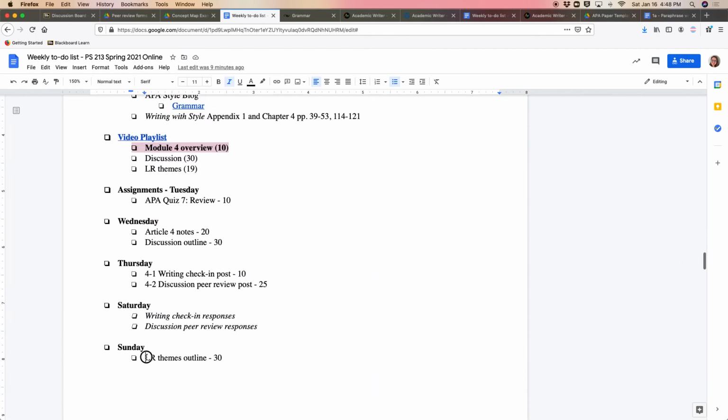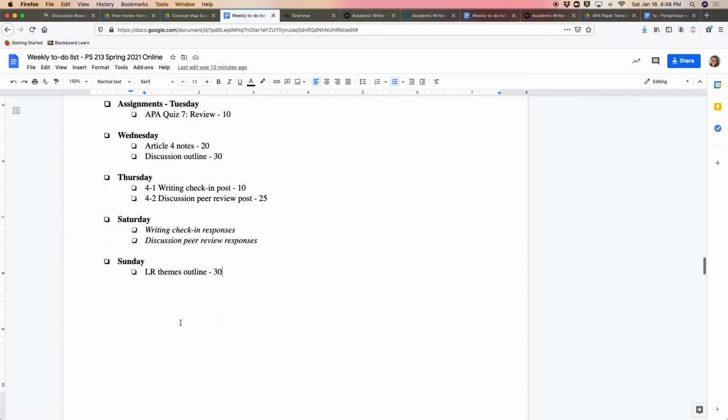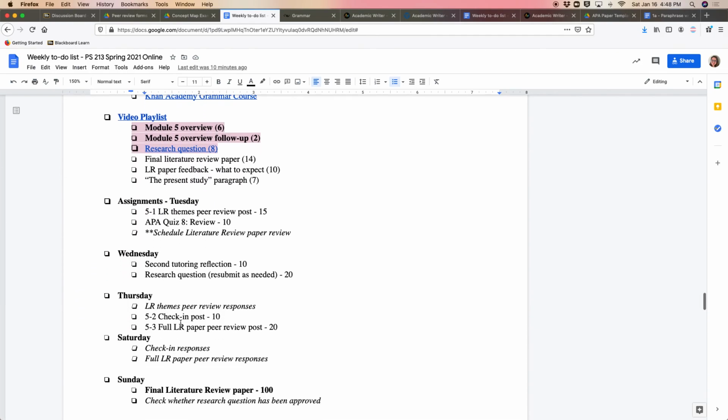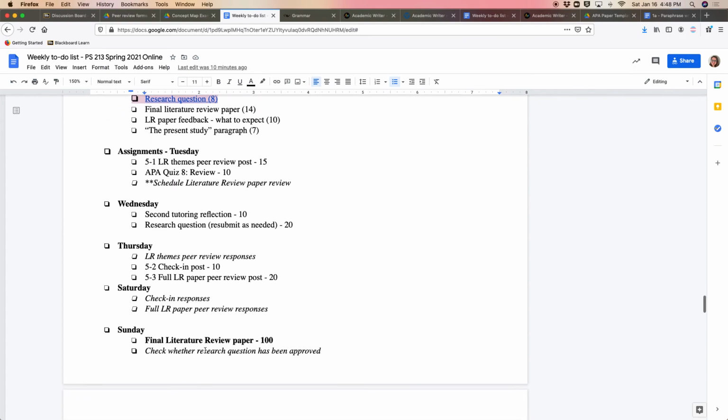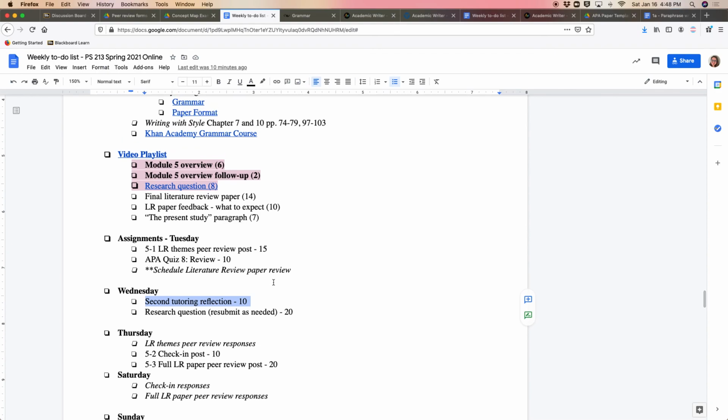Module 4 ends with the literature review themes outline. And I try to give you feedback fairly quickly on, there's always something that I'm giving you feedback on. But I certainly try to make sure you get feedback on your outline before you have your literature review paper. It's also a good time to remind you you're going to be required to do your second tutoring reflection soon. So make sure that you have time to go to the writing center or use the SmartThinking tutoring.